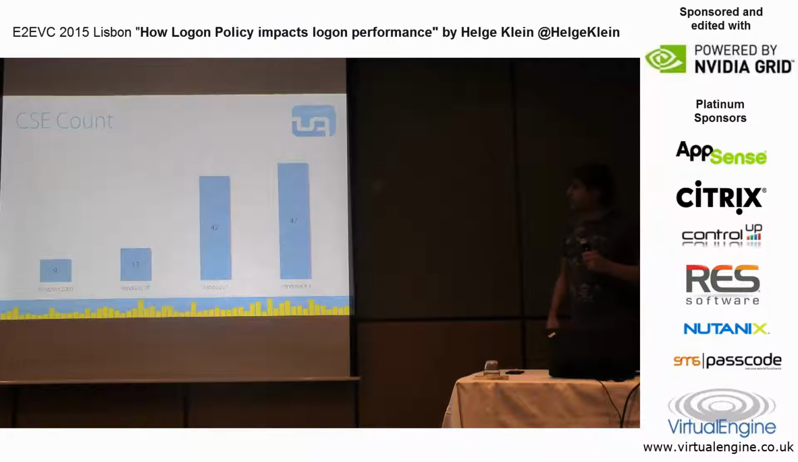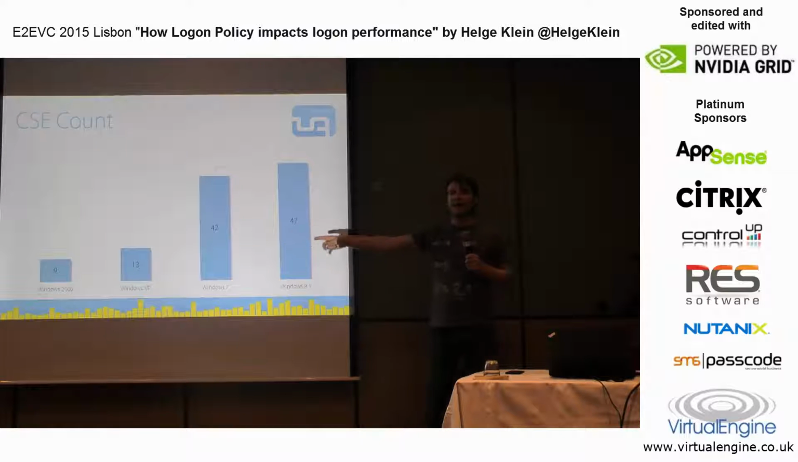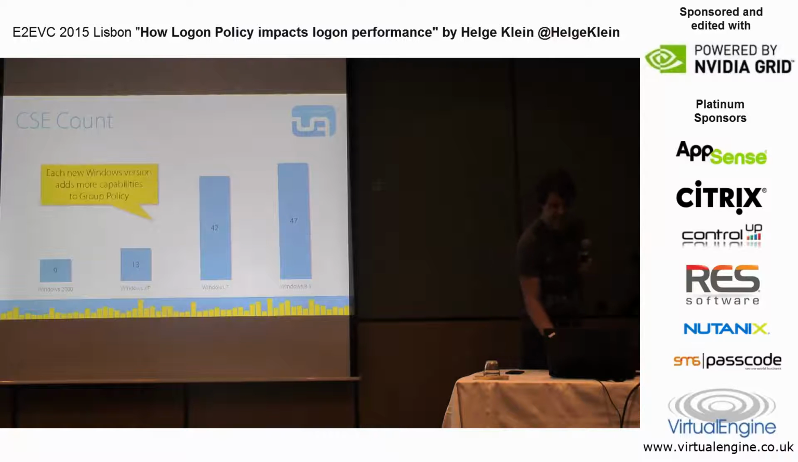Now, let's take a look at the number of modules that are there. With Windows 2000, we only had 9. Then with Windows 7, already 42, and Windows 8.1, already 47. So this shows that Microsoft adds new management capabilities to their operating system. They do it, well, kind of in a silent way, but still we can do more and more with group policy over time.